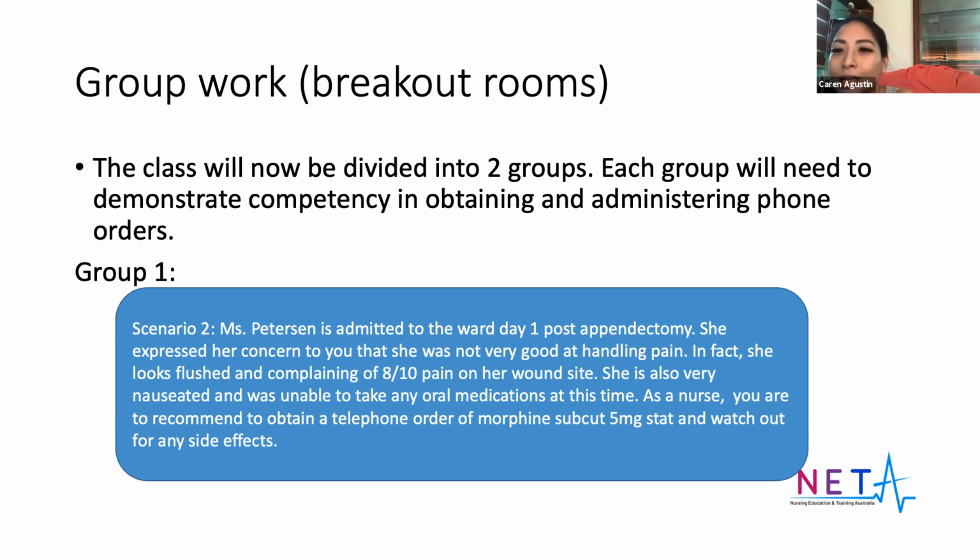Can I just repeat what you said? Morphine subcut 5 milligrams stat, and watch out for the RR. Yeah, excellent. All right, all good. Thanks, everyone. Okay, bye, thank you, Dr. Ross.